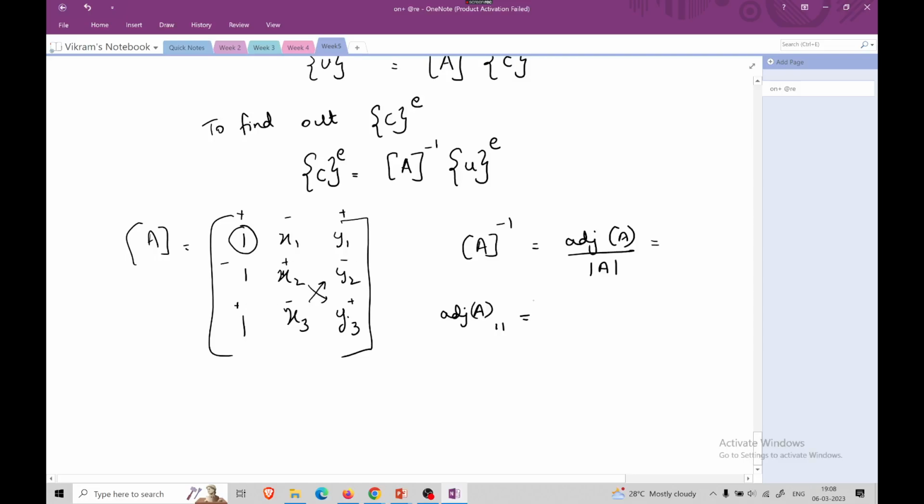So adjoint A11 will be plus of x2 y3 minus x3 y2. My adjoint A12 will be this element: if I delete this row and this column, it will be y3 minus y2, with the sign, this is going to be y2 minus y3.